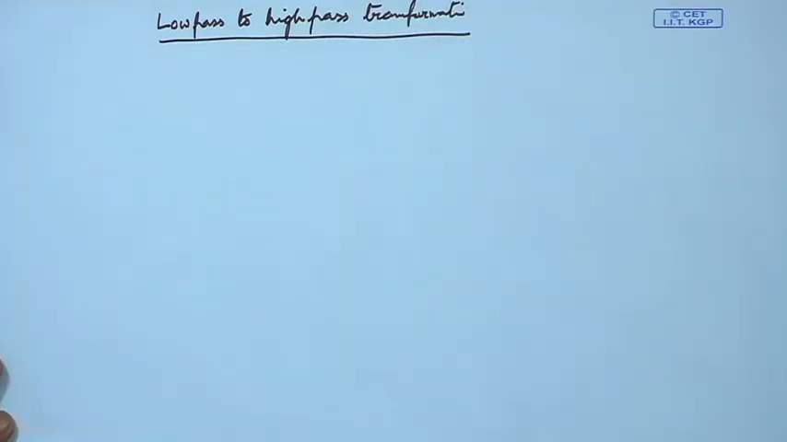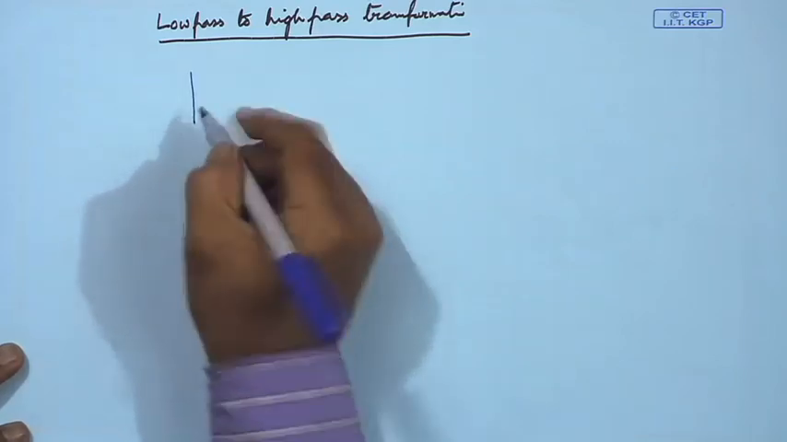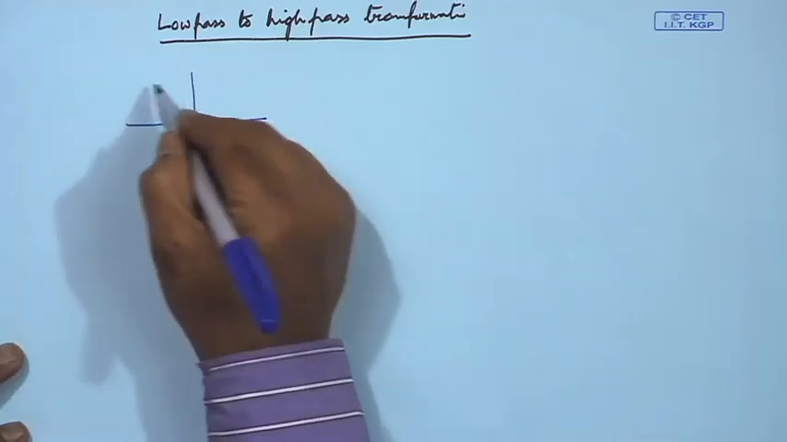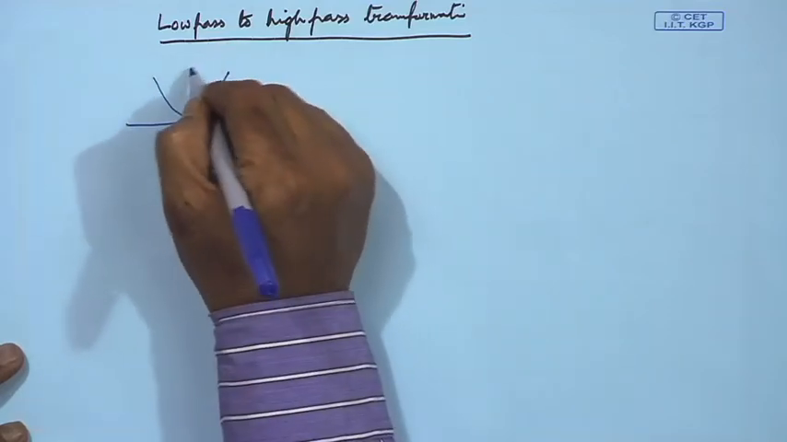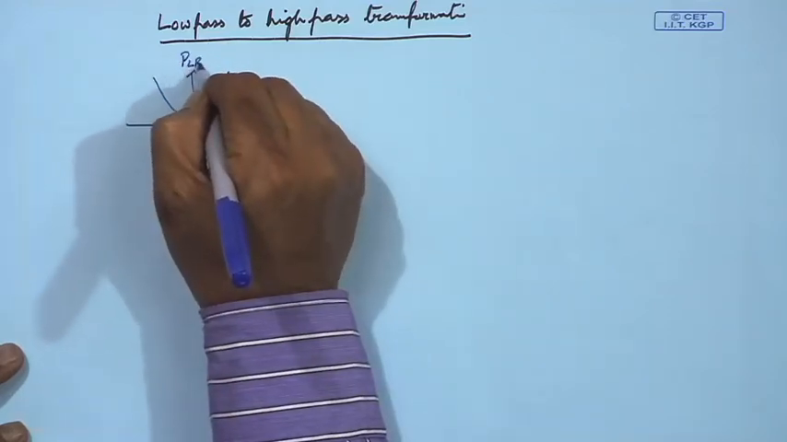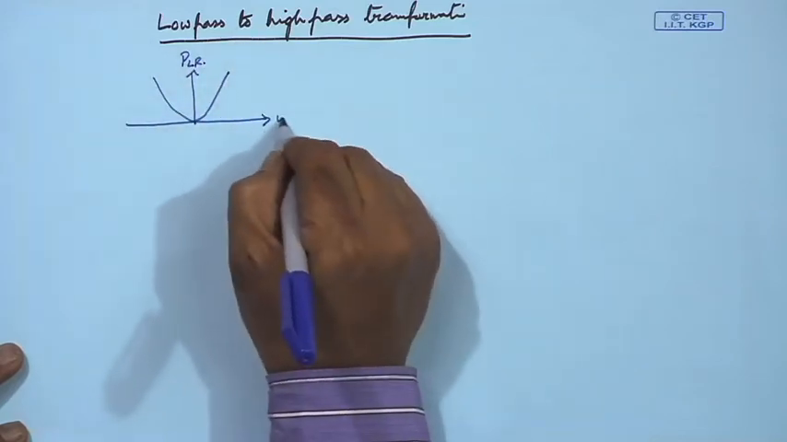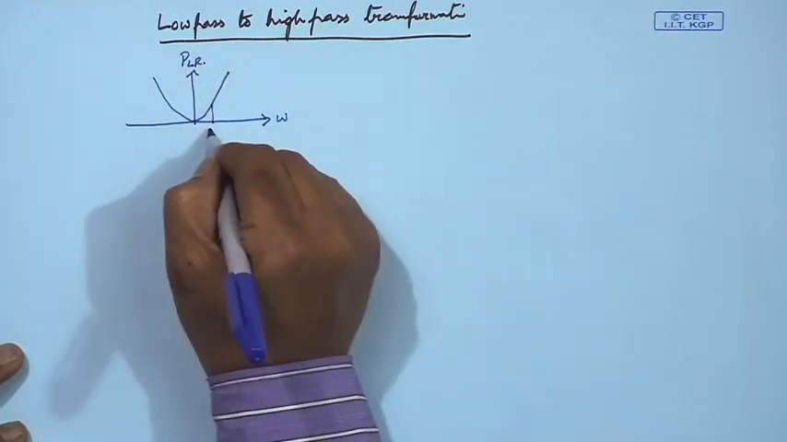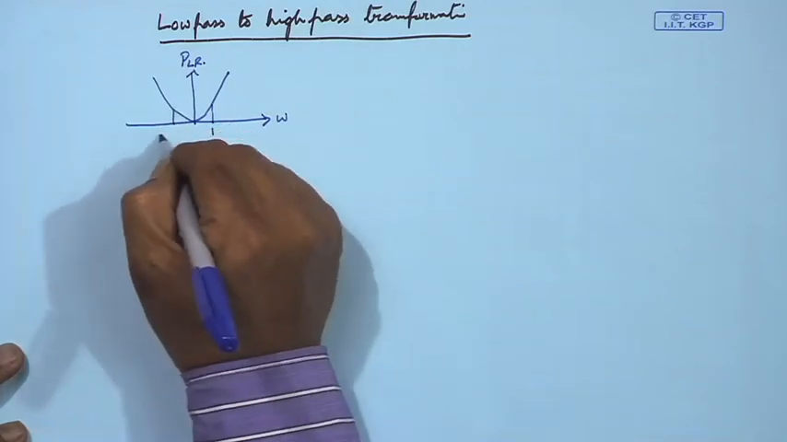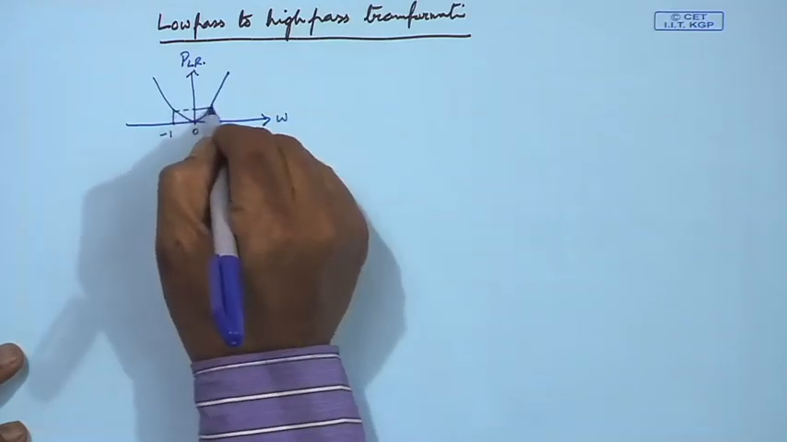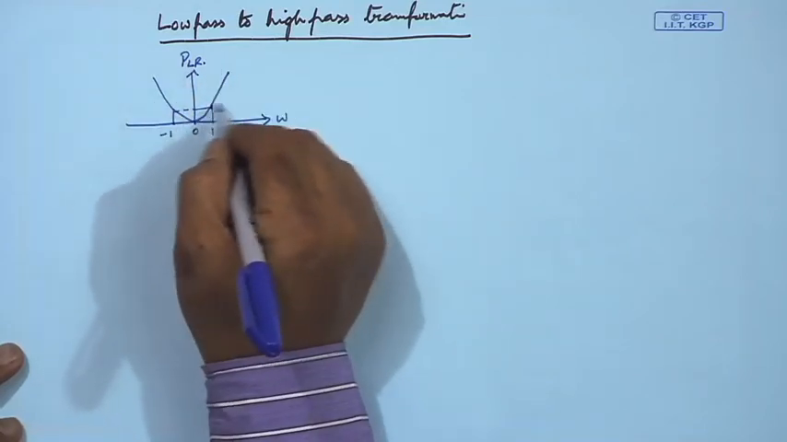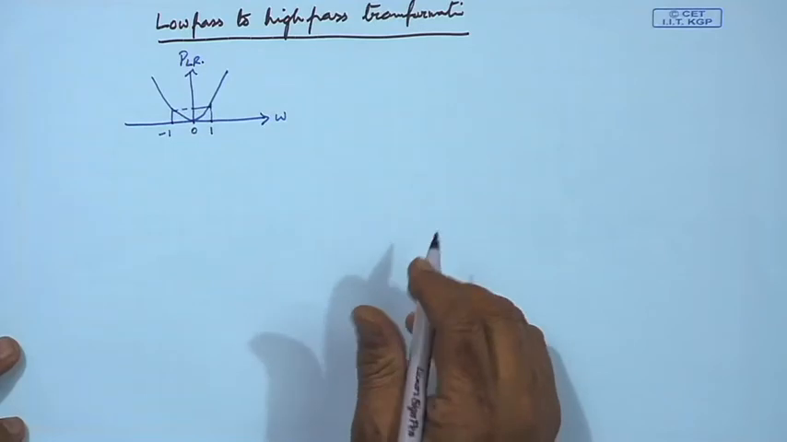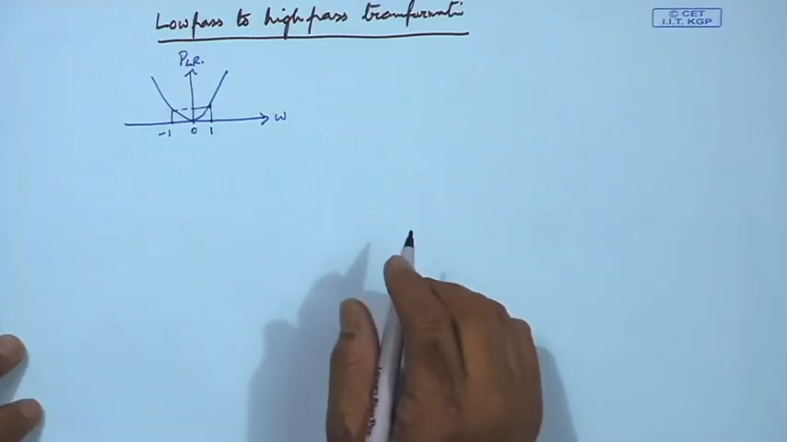Our prototype is always low pass, but let us see what was our prototype insertion loss PLR versus omega. That was 1, here minus 1, this is 0, this is some value given by the PLR minimum that we can pass in the pass band.